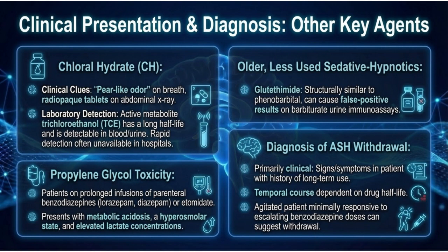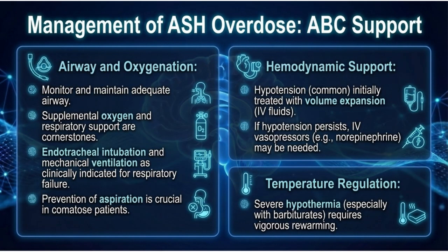Okay, let's finish up with management of a severe overdose. I assume it starts with the ABCs. Always. Airway, breathing, circulation, that is number one. You secure the airway, often with intubation, you support their breathing, and you treat their hypotension with fluids and pressors.